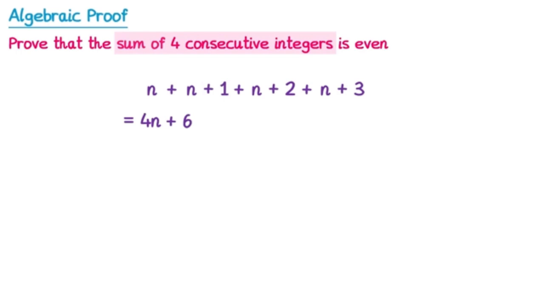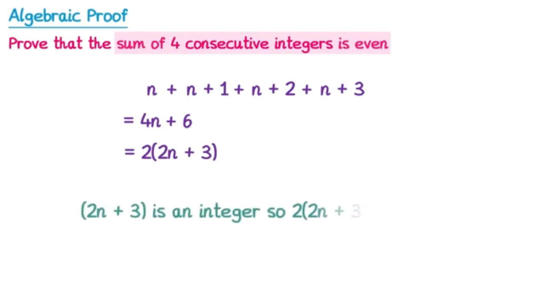In this question, we've been asked to show that this is even. To show it's even, we'll show it's a multiple of 2. So we can factorise out a 2 here, it's 2 lots of 2n plus 3. So we can now finish by saying that 2n plus 3 is an integer, so 2 lots of 2n plus 3 is even.